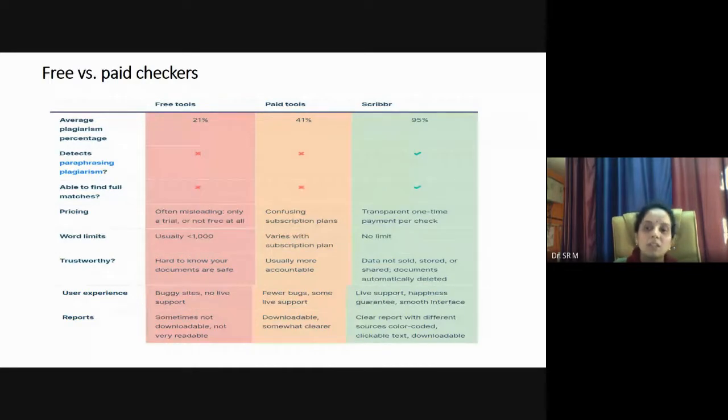Subscription plans are there with the paid ones. Word limits are also very low, and it varies with the subscription plan, how much we pay. So most of the time, yes, paid tools are trustworthy. In free tools, we just need to be very cautious, right? On user experience, with free tools we don't get any kind of response or live support, but with paid we get it to a certain extent. Sometimes with free tools the reports are not downloadable, while with paid versions they are downloadable, right? And Scribber claims to have color-coded, clickable text, downloadable, everything. We need to check it ourselves.